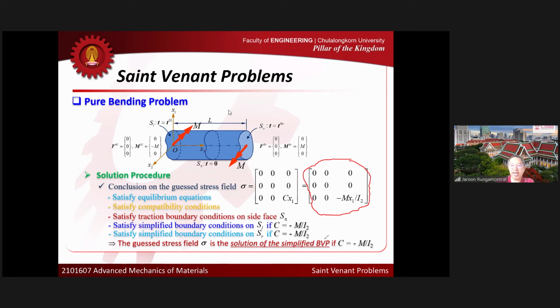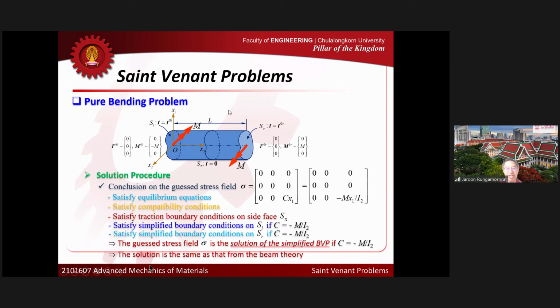I would like to emphasize that the solution that I got here is the solution of the simplified BVP, not the original BVP, because we just simply enforce the net force and moment conditions at both ends, not the original condition involving traction. Okay, is that clear to you? Now we're done with the guessing. We're done with getting the stress field by guessing the form and checking all the conditions. The next step, we need to get the remaining fields, right? And that should be simple.